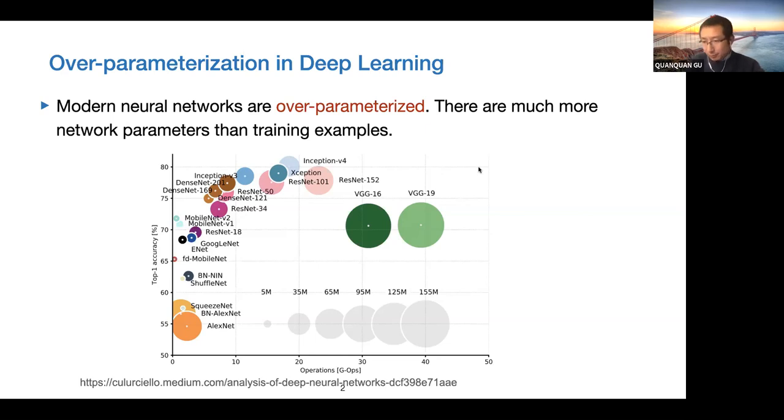This is a very surprising phenomenon because according to traditional statistical machine learning wisdom, in order to get good generalization performance, we need to control the complexity of the model to avoid overfitting. However, in deep learning, overfitting does not seem to be a big issue. You can have a very big model with a lot of parameters, and you can still achieve reasonably good generalization performance on the test or validation data set. This is one of the very interesting phenomena in deep learning.